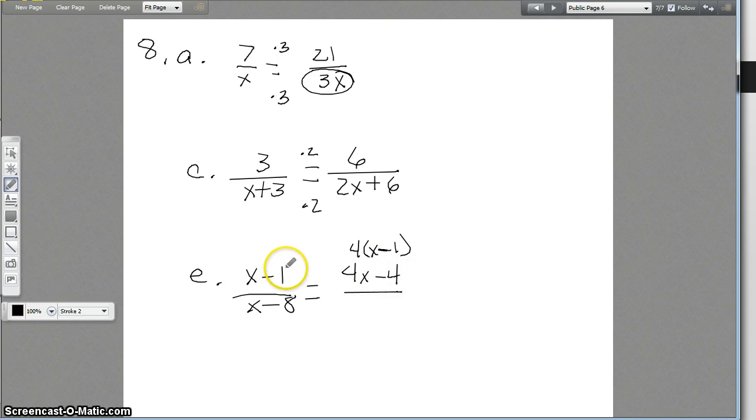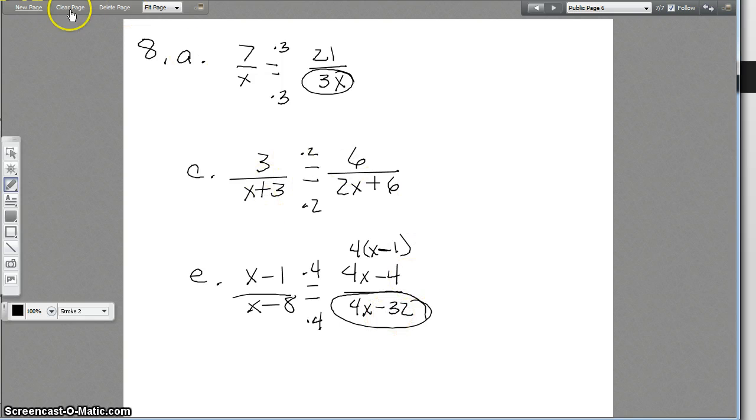So it looks like what I did to get from x minus 1 to 4x minus 4 was to multiply by 4. So that must be what I do in the denominator as well. I'm going to multiply by 4. x times 4 is 4x. Negative 8 times 4 is negative 32. So 4x minus 32 is what goes in our blank spot.